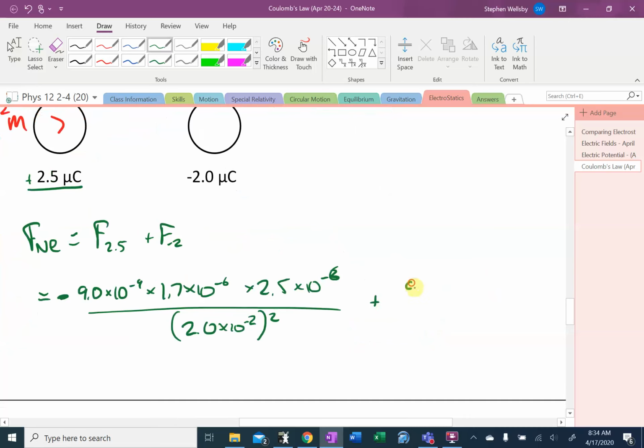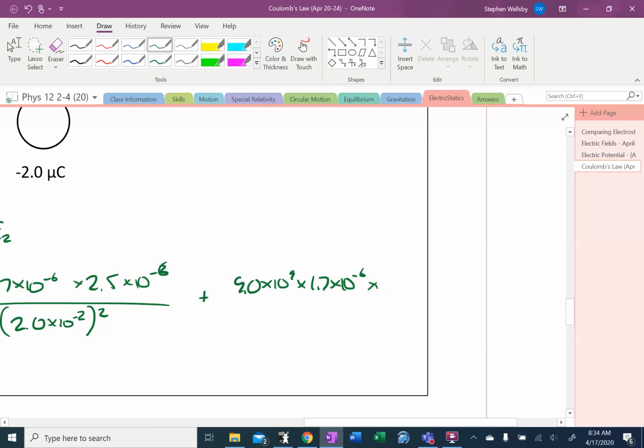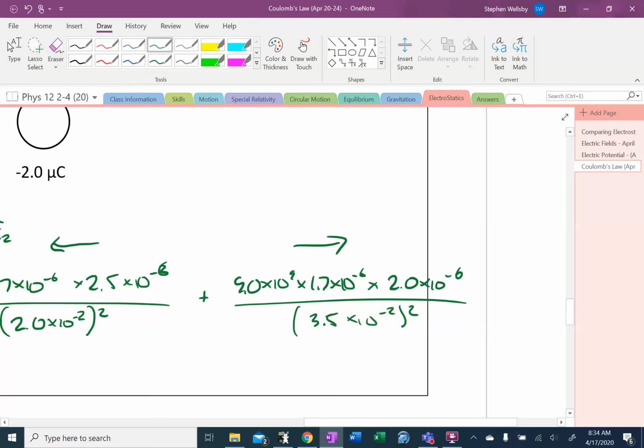So this is going to be, again, 9.0 times 10 to the 9 multiplied by 1.7 times 10 to the minus 6 multiplied by, I'm not going to worry about the negative 2 in the charge, I'm just going to put in the charge here because I've already taken into account the fact that it's going to be to the right or positive, as opposed to this one, which is going to be negative. And I'm going to divide this by 3.5 times 10 to the minus 2 meters, all squared.